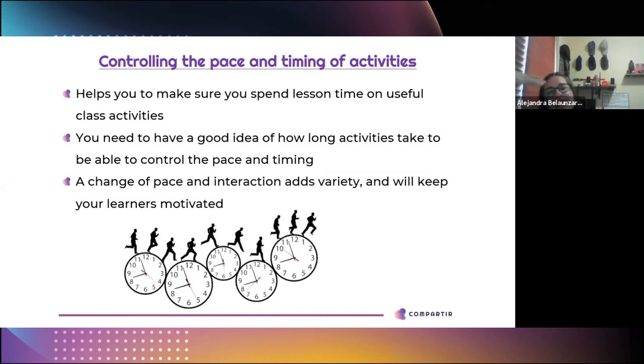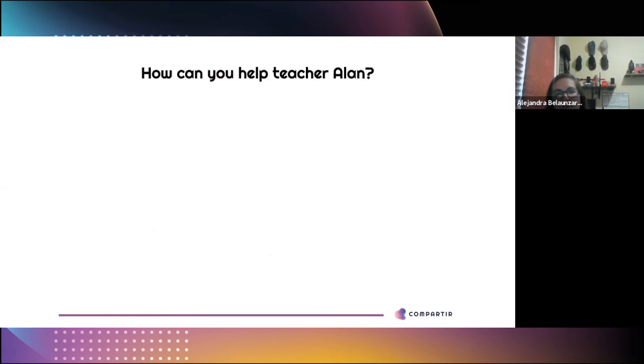The time is not always going to be enough. At some point, some are going to finish faster, and some others are going to need a lifetime to finish. But the important thing is that I have the control of how things are going to work. I can be changing the pace and the interaction patterns, so I can keep them motivated. But it's very important that I have control of the time of the activities. Okay, I am going to give you some examples.